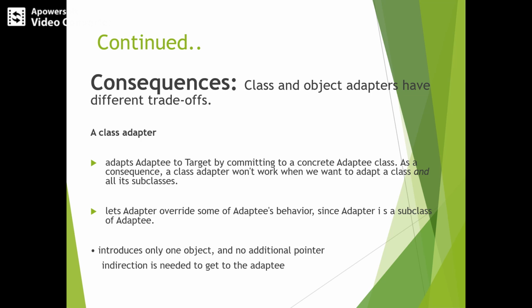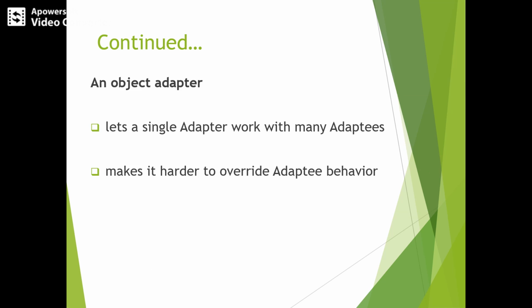Next, we will think about the object adapter, which we will see in the next slide. The object adapter consequences: it lets a single adapter work with many adaptees, meaning the adaptee itself and all of its subclasses. The adapter can also add functionality to all adaptees at once.